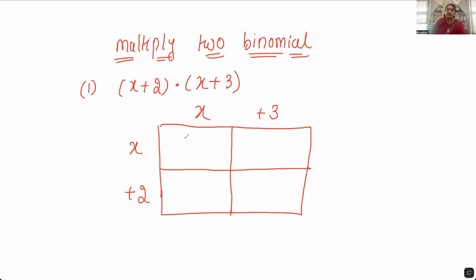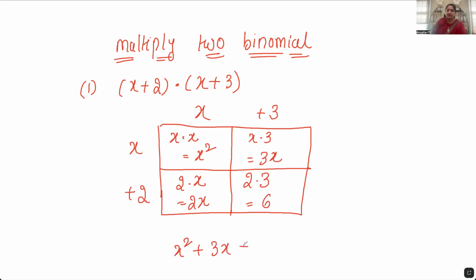Now we'll multiply the individual boxes. X times x is x squared. X times 3 is 3x. 2 times x is 2x. Now the last box is related with 2 and 3. We are multiplying 2 times 3, which is 6. Now we just have to add all the boxes: x squared plus 3x plus 2x plus 6.